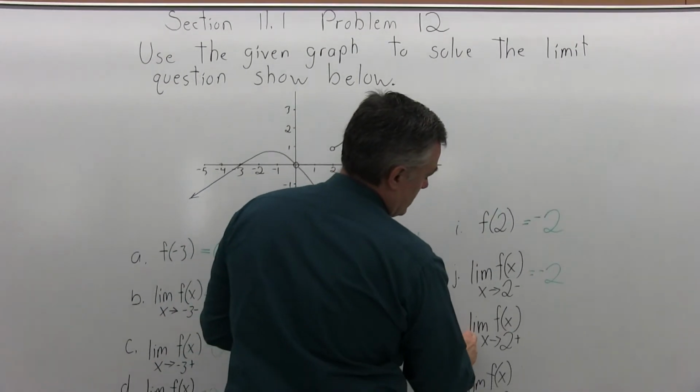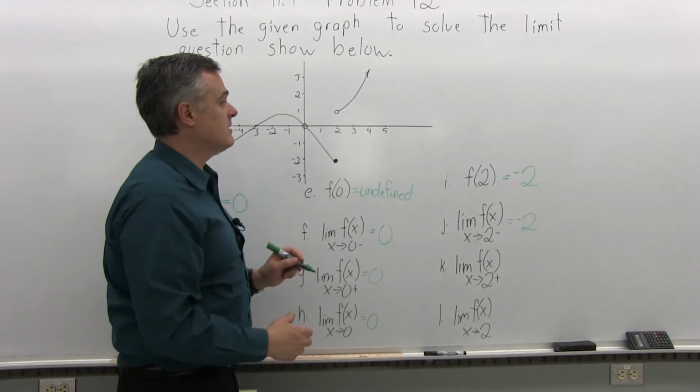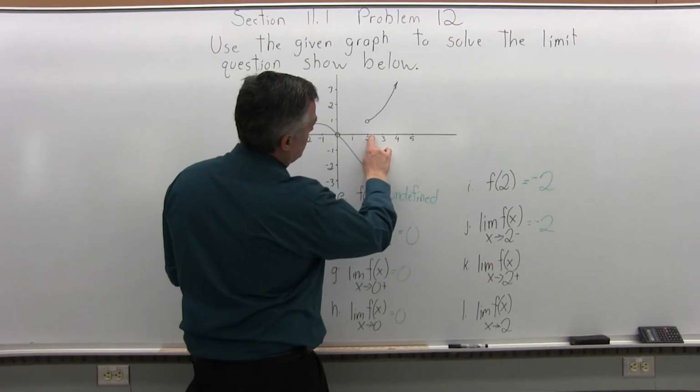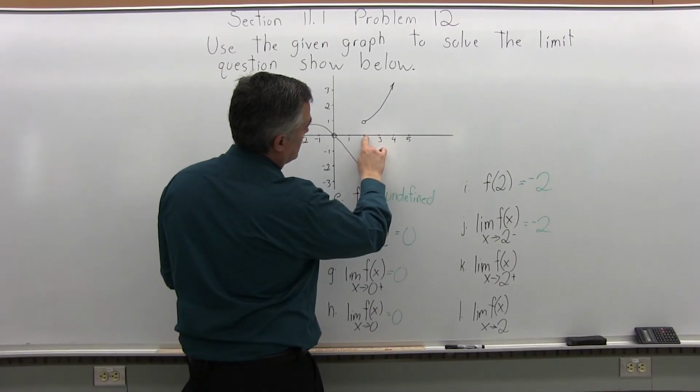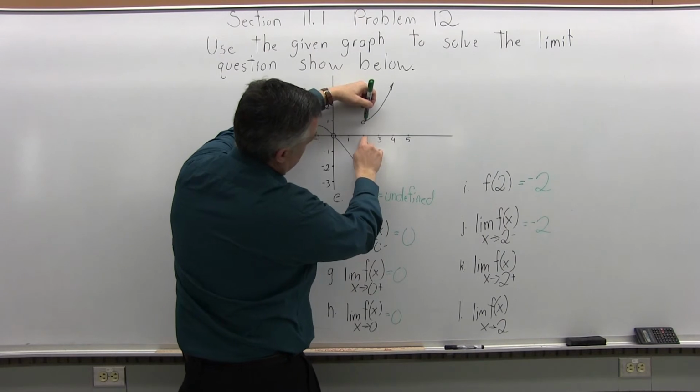Now the value of the limit of f of x as x approaches 2 from the positive side, or right-handed limit. So as I put in values just to the right of 2 or just slightly larger than 2, the outputs or y's that I'm getting for it are getting close to a height of 1.